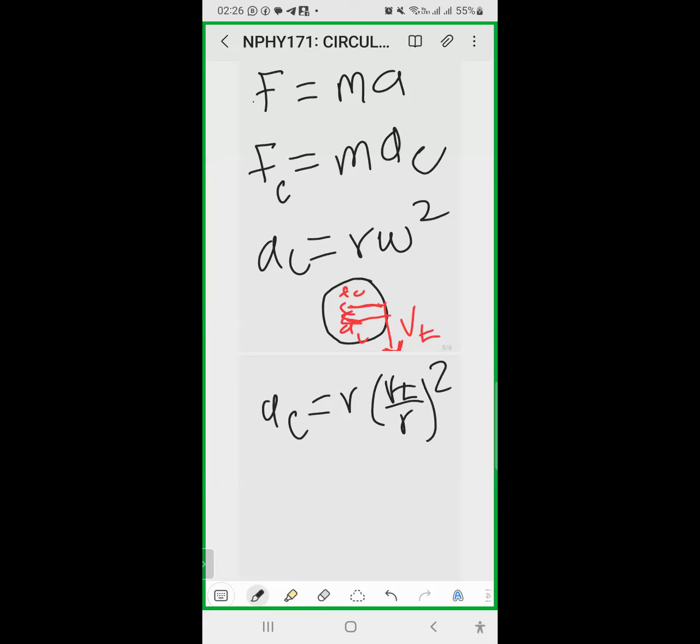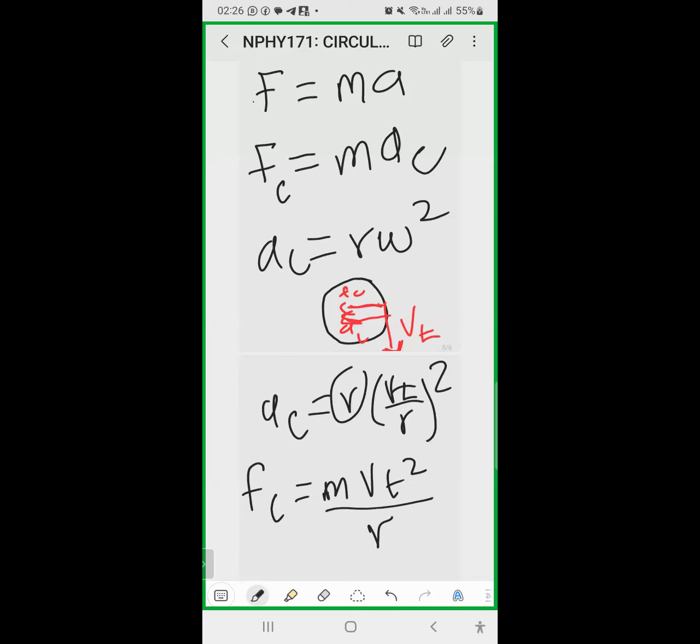Therefore, from here, your centripetal force will be given by the mass multiplied by v_t squared over r squared, multiplied by r. One r will cancel one r, and it will then be divided by r.